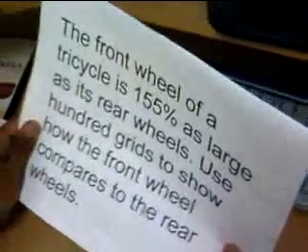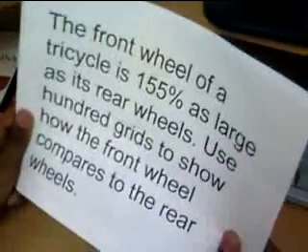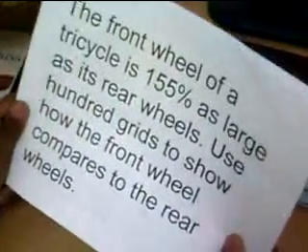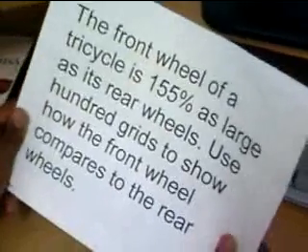The front wheel of the tricycle is 155% as large as the rear wheels. Use 100 grids to show how the front wheel compares to the rear wheels.